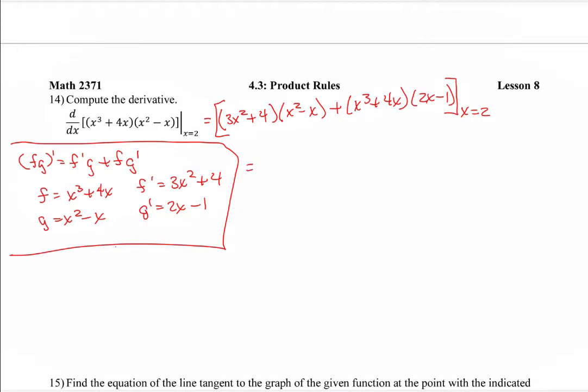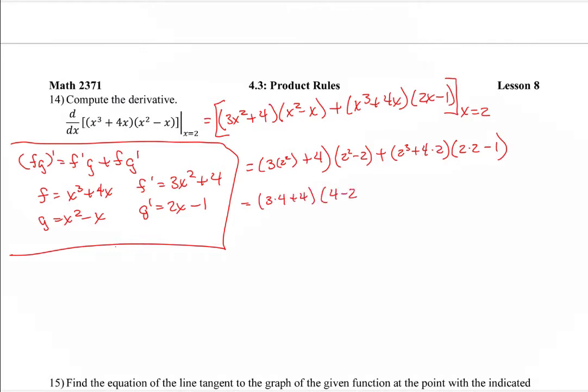Now I'm going to put 2 into this. So that's going to give me parentheses 3 times 2 squared plus 4 times 2 squared minus 2 plus 2 cubed plus 4 times 2 times 2 minus 1, equals 3 times 4 plus 4 times 4 minus 2 plus 8 minus 8 times 4 minus 1. Sorry.